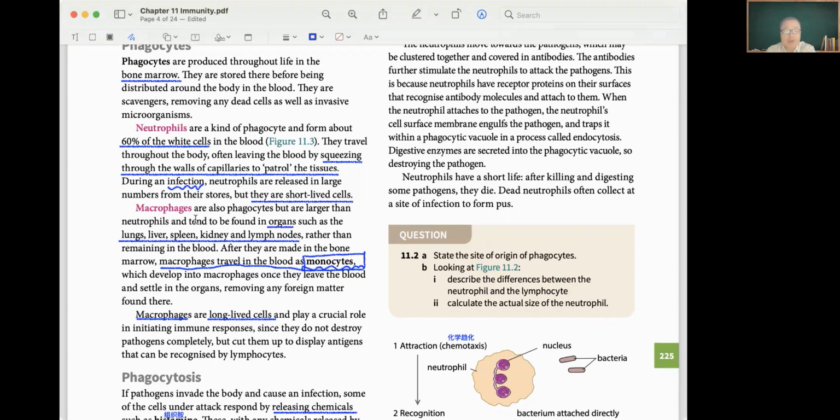As to the macrophages, they can be found in the lung, liver, spleen, skin, kidney, and lymph nodes. But they are long-lived cells. They are long-lived cells. Okay, long-lived cells.